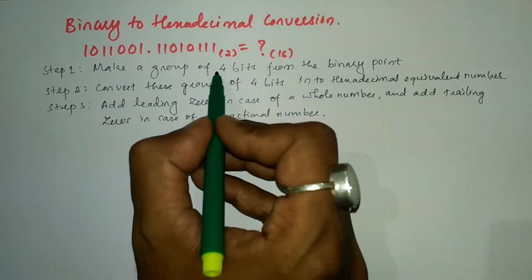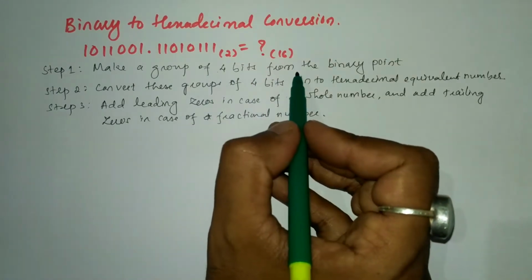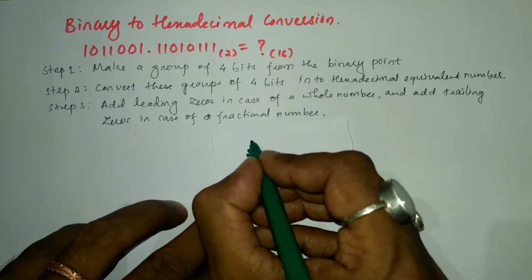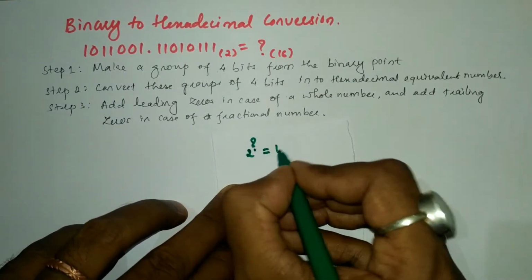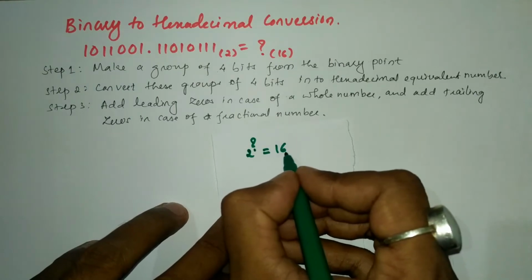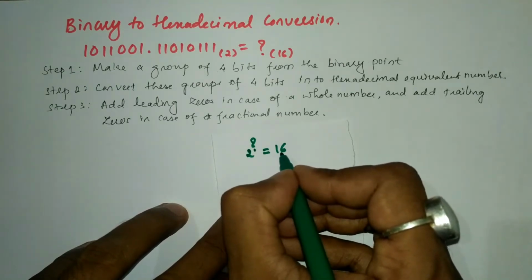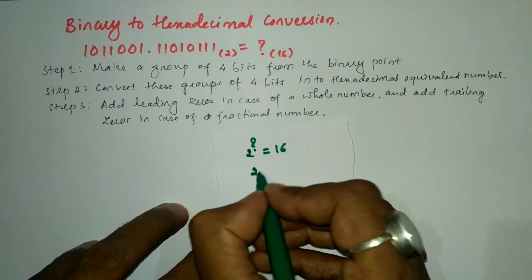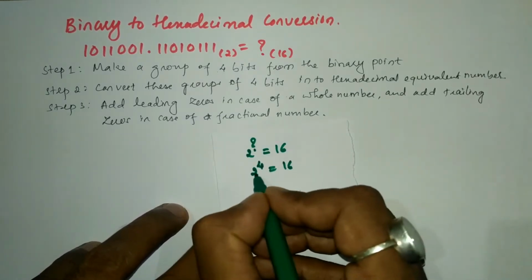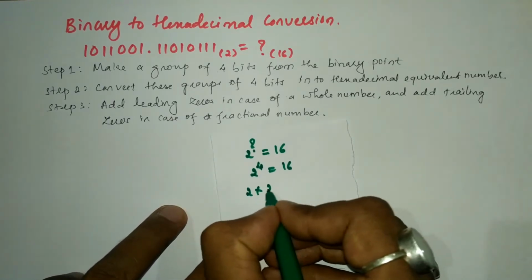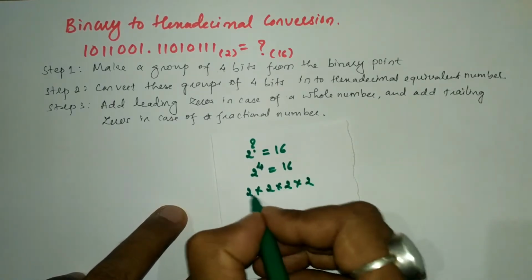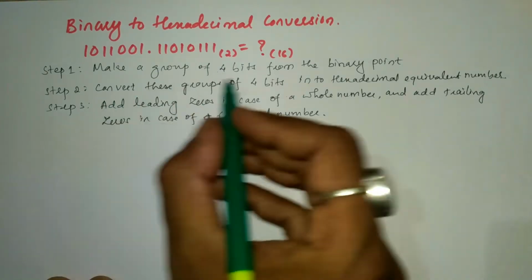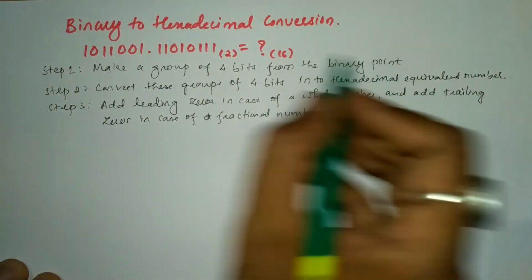So we have to make a group of 4 bits from the binary point. Why? Because 2 to the power what is equal to 16? 16 means hexadecimal. Hexa means 6, decimal means 10. 10 plus 6 gives us 16. Here 2 to the power 4 is equal to 16. So 2 to the power 4 is 2 into 2 into 2 into 2: 2 to the 4, 4 to the 8, 8 to the 16. So that's the reason we have to make a group of 4 bits from the binary point.